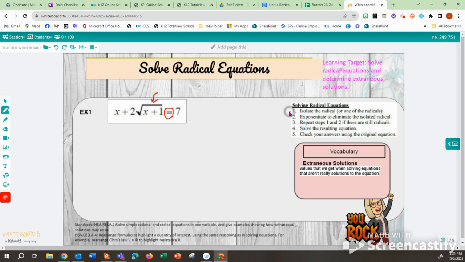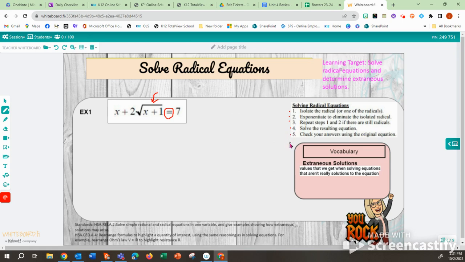You're going to, number 1, isolate the radical. Number 2, you're going to exponentiate to eliminate the isolated radical, and I'll explain what that fancy word means in just a second. You're going to repeat steps 1 and 2 if there are still radicals left in your equation. Number 4, you're going to solve the resulting equation.